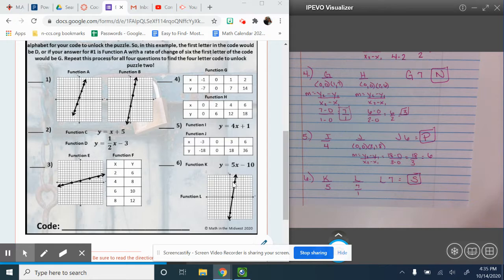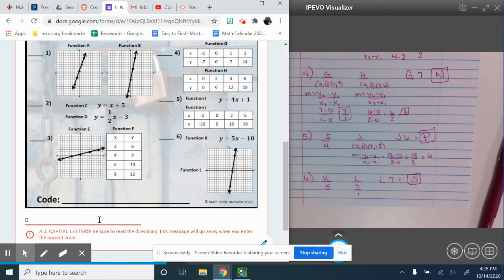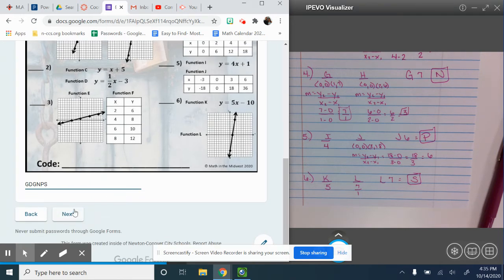So when you type in your code for this first one, you scroll down here, it is G, D, G, N, 8.F.2. And make sure it is in all capital letters, or you will not be able to break through the first puzzle.